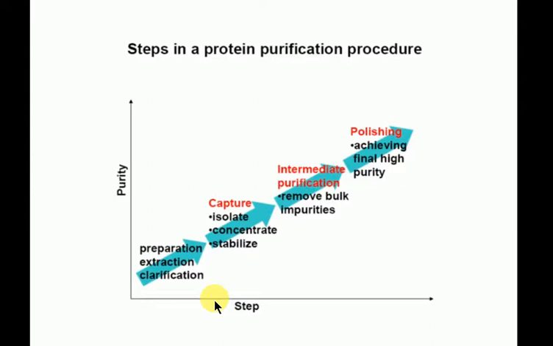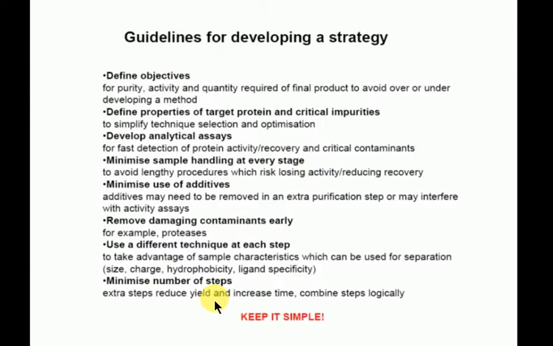Then polishing, the final stages up here, where if we really want 95 to 100% pure, we're looking at, okay, now I've got to get rid of that contaminant. Now I've got to get rid of that contaminant. And I'm achieving high purity, but maybe my yield is decreasing because the greater the number of steps here, the lower the yield at the end. So these would be the things that influence us.